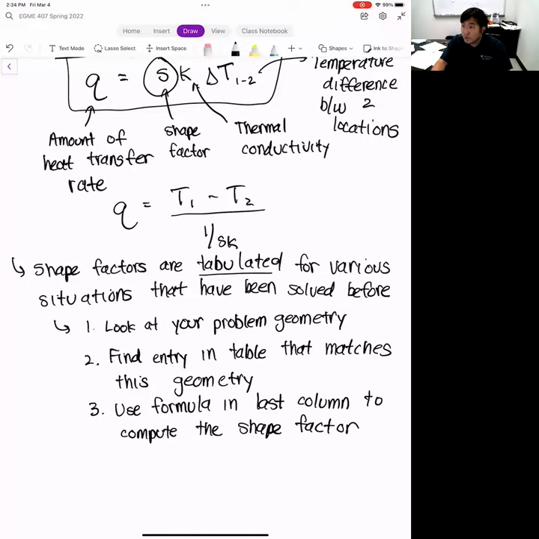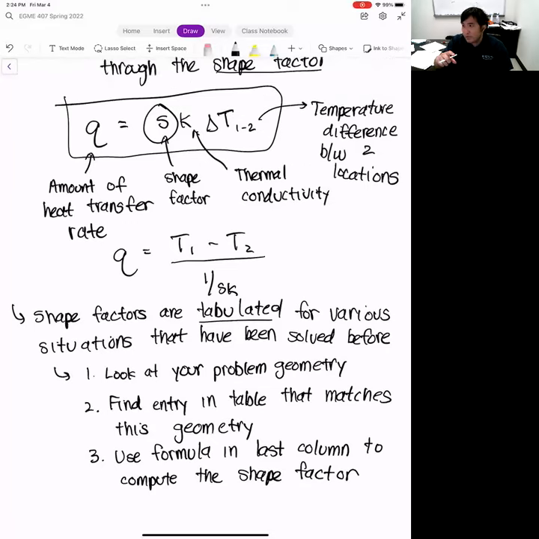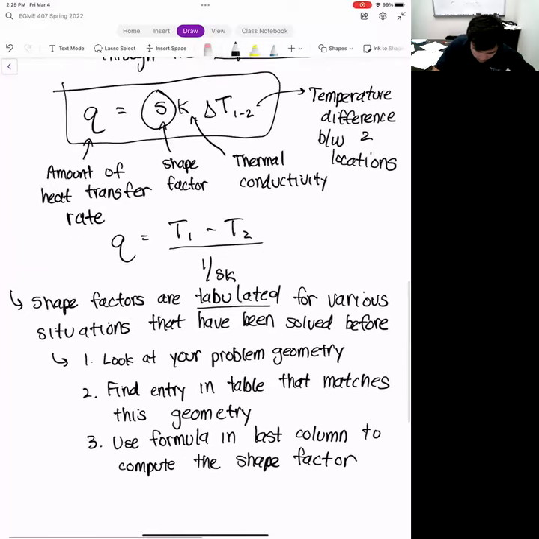But I did want to do an example, and actually I'm going to do the example that we didn't get to do in class. That's in the notes, just so that you can see this in action. But that's basically it. As soon as you have the shape factor, you can treat it as if it's a thermal resistance, and then use that to compute the amount of heat transferred in that situation.